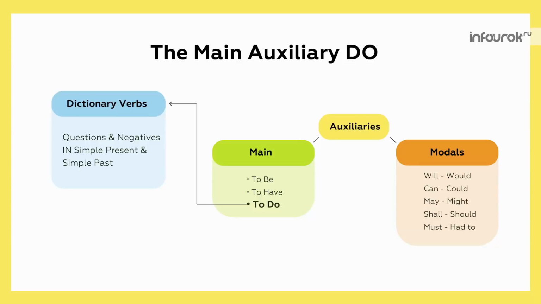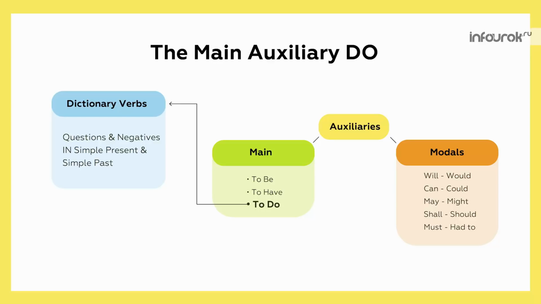Dictionary verbs by themselves cannot form questions, cannot form negatives. They need the help of an auxiliary. And this is where the auxiliary do comes into play. So, the do helps us to make questions and negatives where there are no other auxiliaries present.